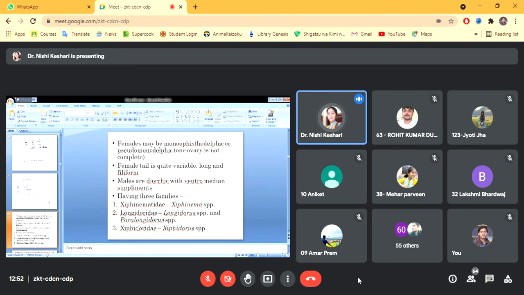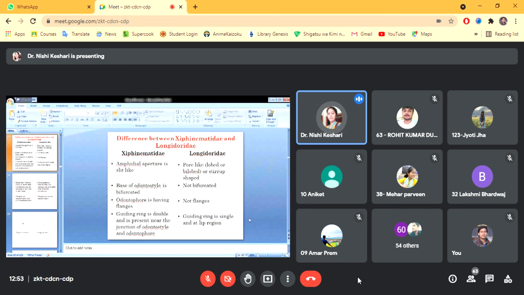Then the third family is Trichodoridae, having the genus Trichodorus. Okay, so Xiphinema, Longidorus, Paralongidorus, and Trichodorus. These four nematodes come under the group Longidoroidea.